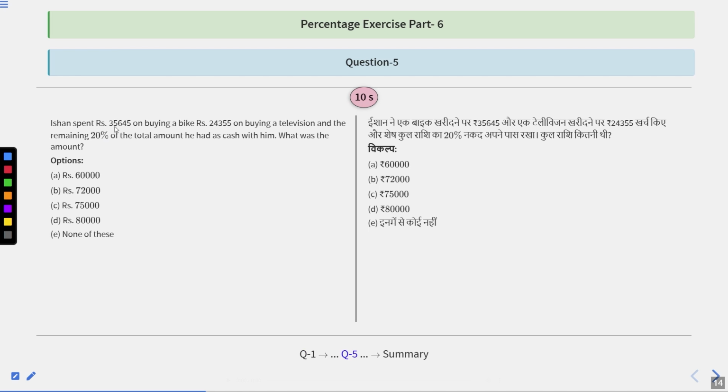Ishan spent rupees 35,645 on buying a bike, 24,355 on buying a television, and the remaining 20% of the total amount he had as cash with him. What was the amount? You have 5 options and 10 seconds to solve this question. Your time starts now.